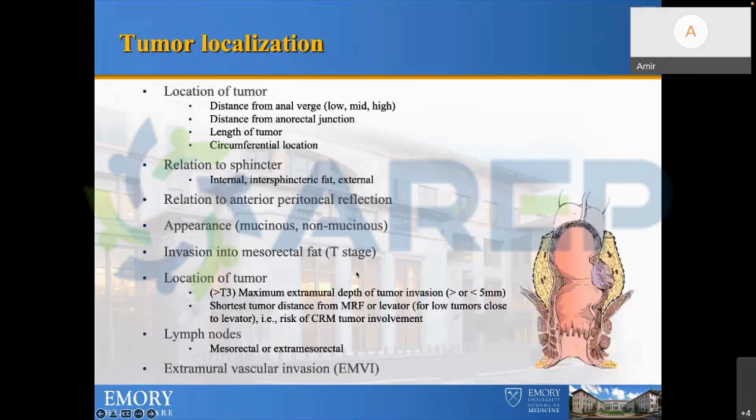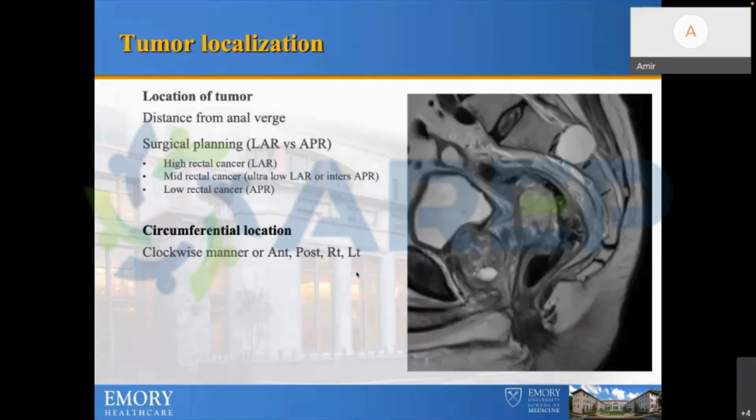So in a standard report, we are going to talk about all of that. So, tumor localization: distance from the anal verge. We have a tumor, and we want to see where it is located. If it's between 0 to 5 centimeters, we will call it a low rectal tumor. If it's between 5 to 10 centimeters, it's mid-rectal, and 10 to 15 is high rectal. Remember, beyond 15 centimeters, it's not actually a rectal tumor anymore.